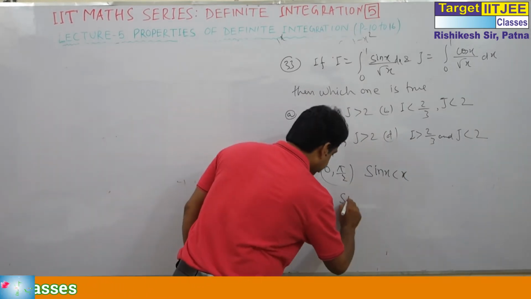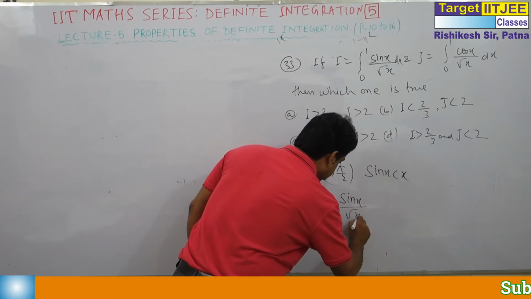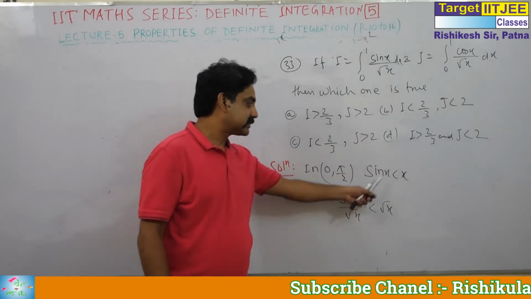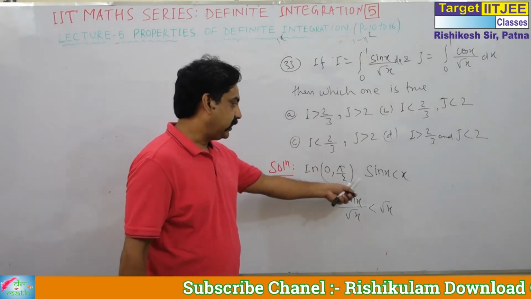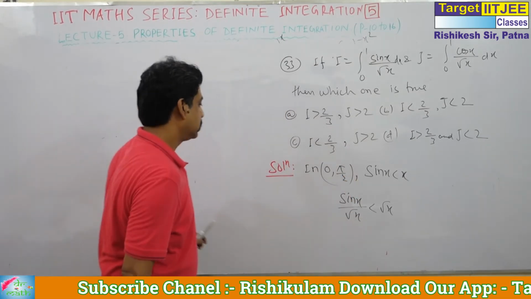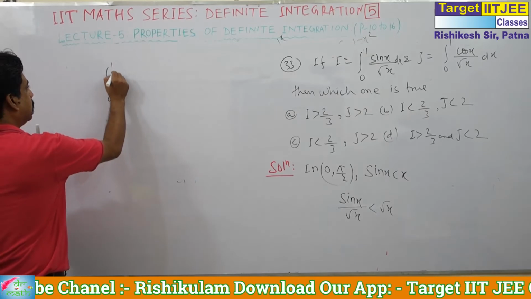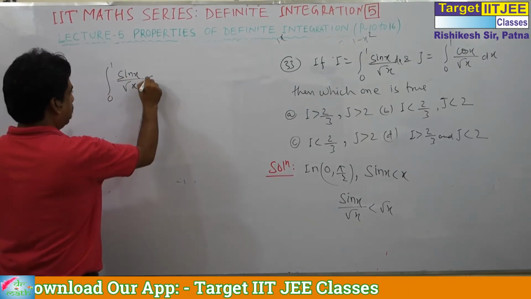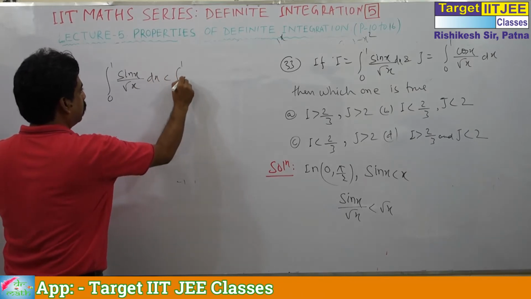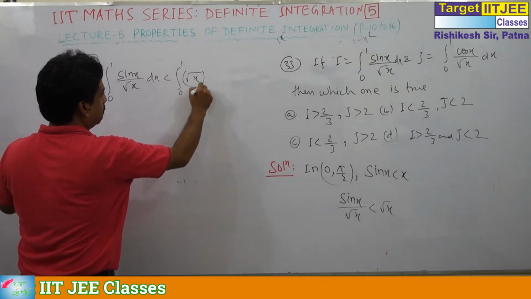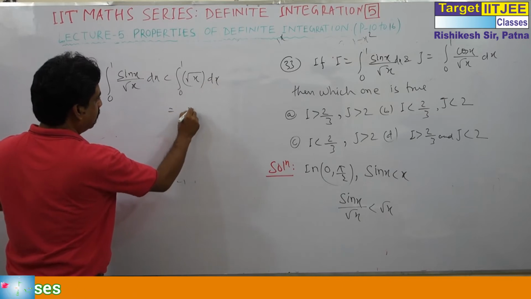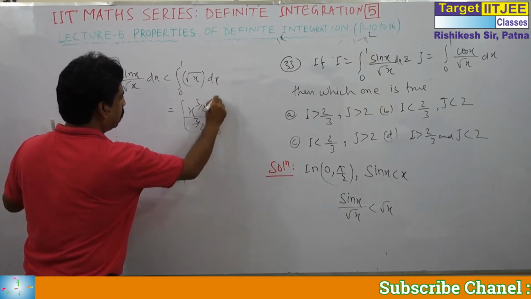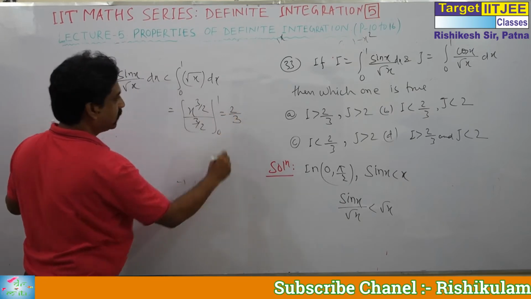This will give sin x by root x less than root x. Divide both sides by root x, a positive value, so you can divide. So the integral from 0 to 1 of sin x by root x dx is less than the integral from 0 to 1 of root x dx. And what is this? x to the power 3/2 upon 3/2, from 0 to 1, which on calculation is 2/3.